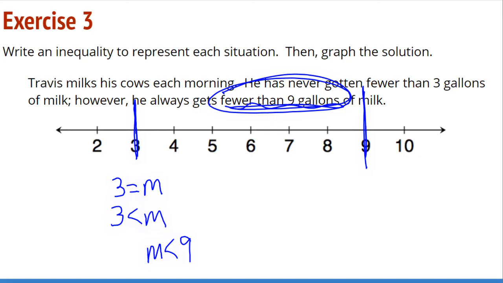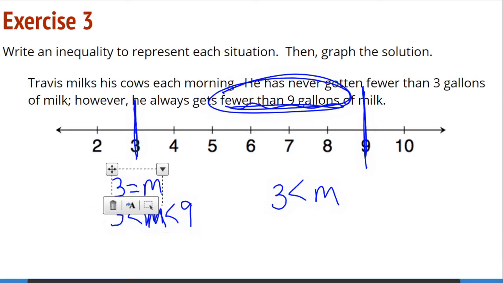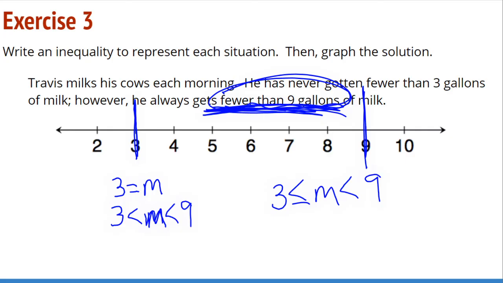So if I take these two statements and combine them together, the milk is never fewer than 3. I need to combine the equal sign and the less than sign. And we've never gotten more than 9 gallons, which is another way of saying we've always had fewer than 9 gallons. The milk is always less than 9 gallons. The milk has always been greater than or equal to 3 gallons.